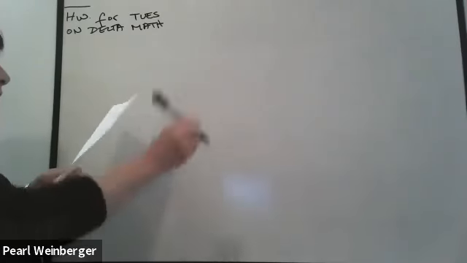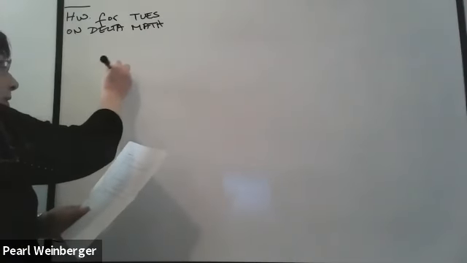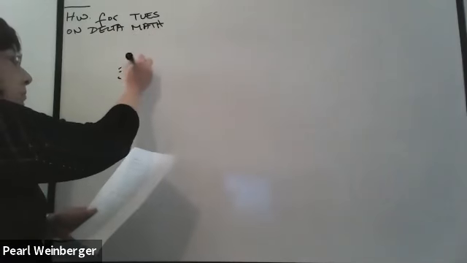Okay, so the problem was 3(2x minus 1) minus (4x plus 3) equal to 5x minus (7x plus 1). Okay.